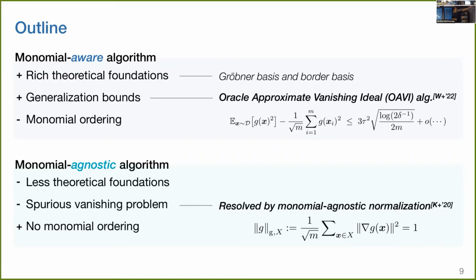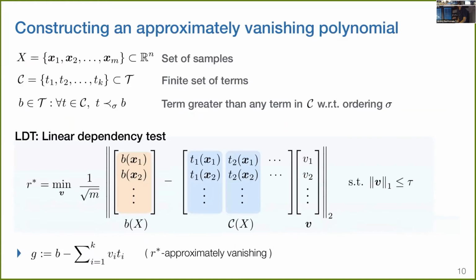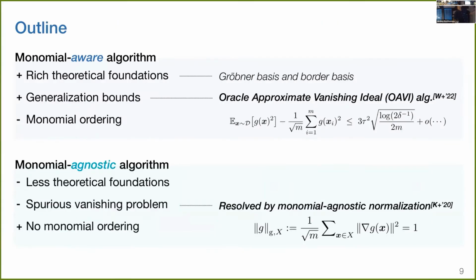So the first one is the Oracle approximate vanishing ideal algorithm, which comes with some nice generalization bound. And the other one is the method that solves a spurious vanishing problem in monomial agnostic algorithms. Okay. So first I introduce the overview of the method, the Oracle approximate vanishing ideal, this OAVI algorithm.